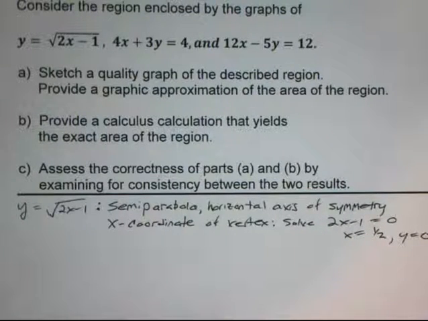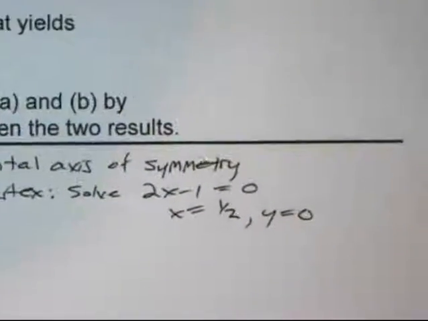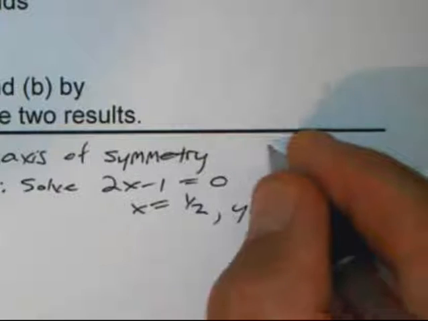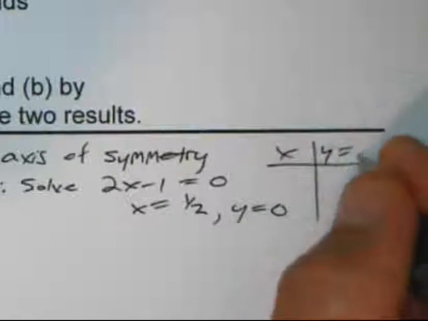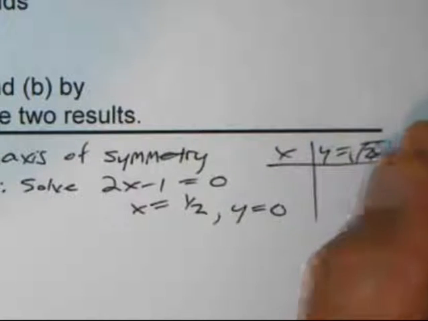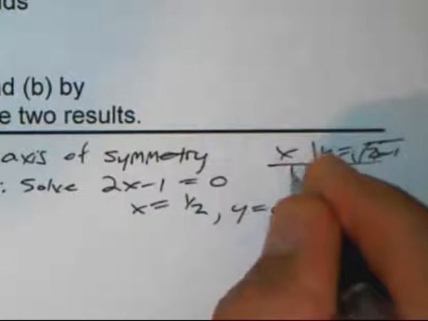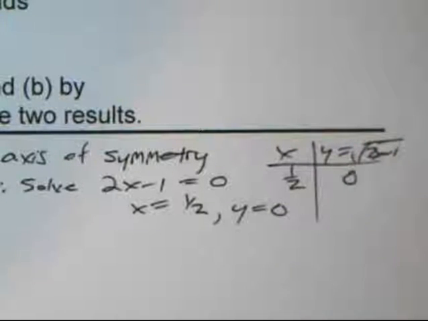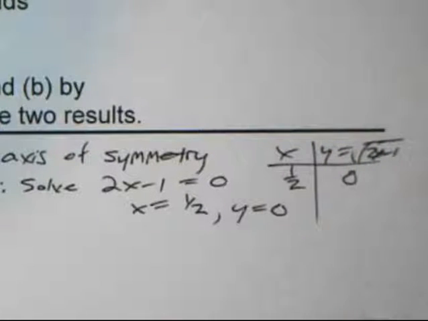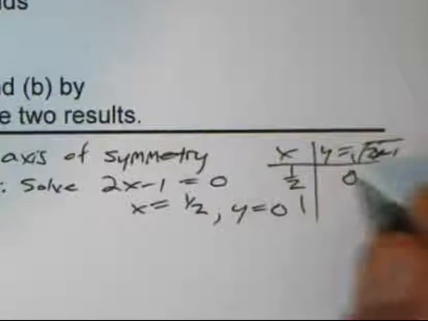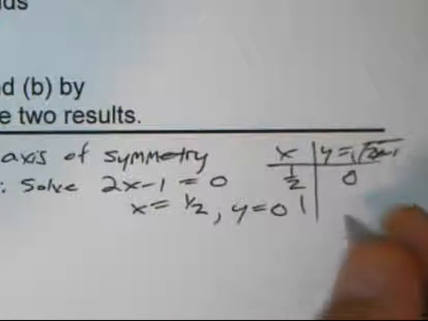It'd be nice to have a few more points for this semi-parabola, and for that I find myself just tabulating the old-fashioned way. We already know at 1/2 we get 0. I want to choose x's so that I have perfect square radicands. Like x equal to 1. That means y equals the square root of 2 minus 1, the square root of 1, that's 1.